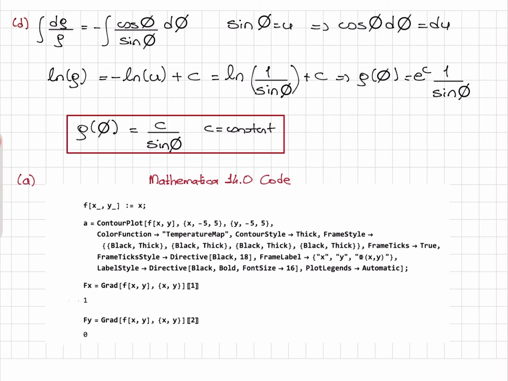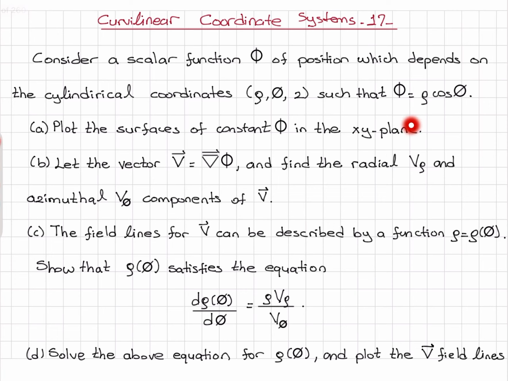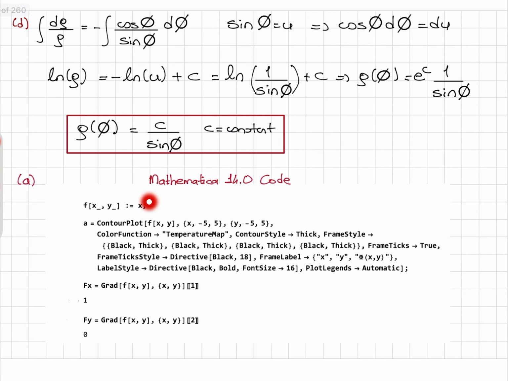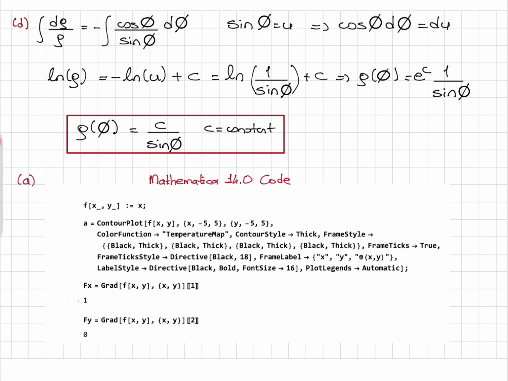Now, for the constant surfaces, since I'm going to plot this on the xy plane, I'm working in Cartesian coordinates, so this means phi is equal to x. So when I have phi is equal to x, f of xy is equal to x, I can do a contour plot, x between minus 5 and 5, y between minus 5 and 5, and then to find the x and y components of the gradient, I can use the grad command, and this gives me basically gradient x component is 1, y component is 0.